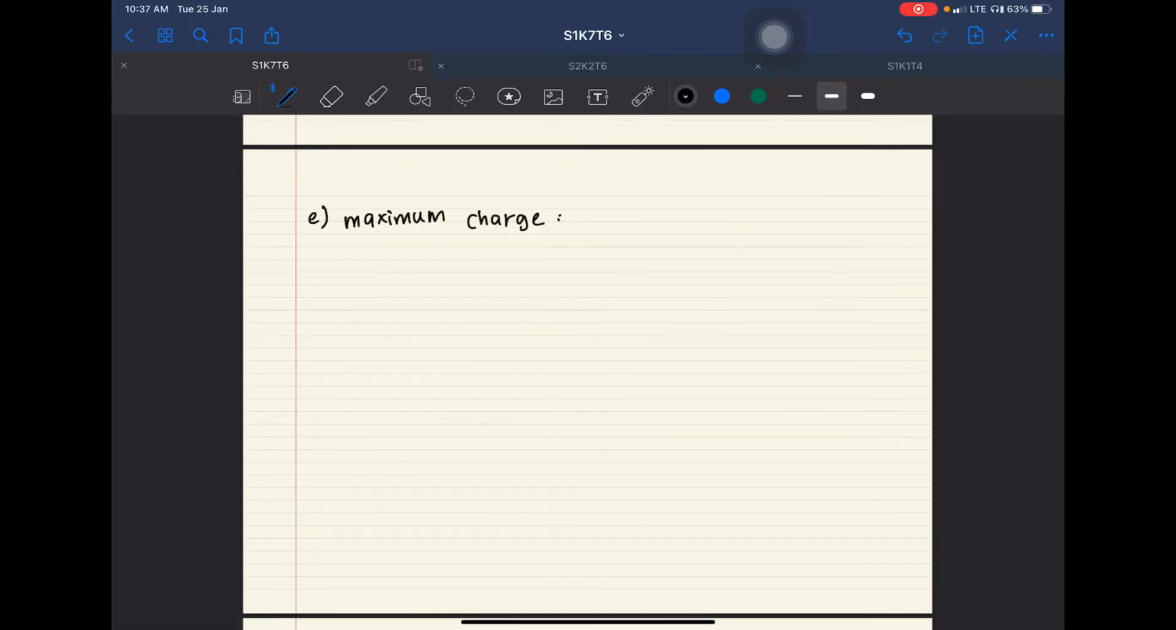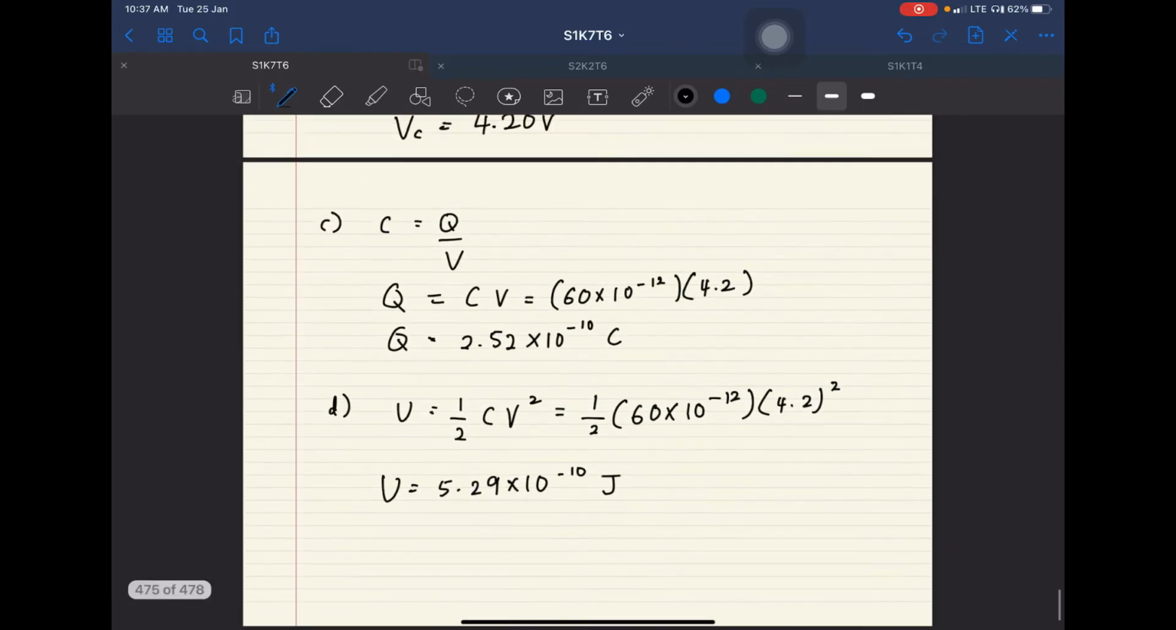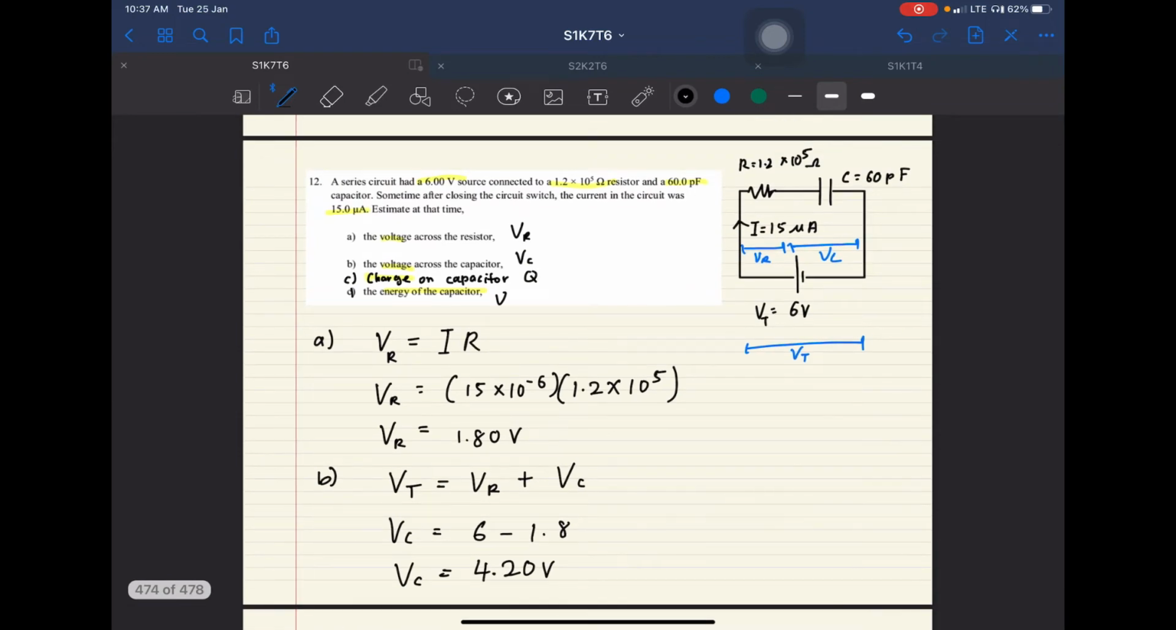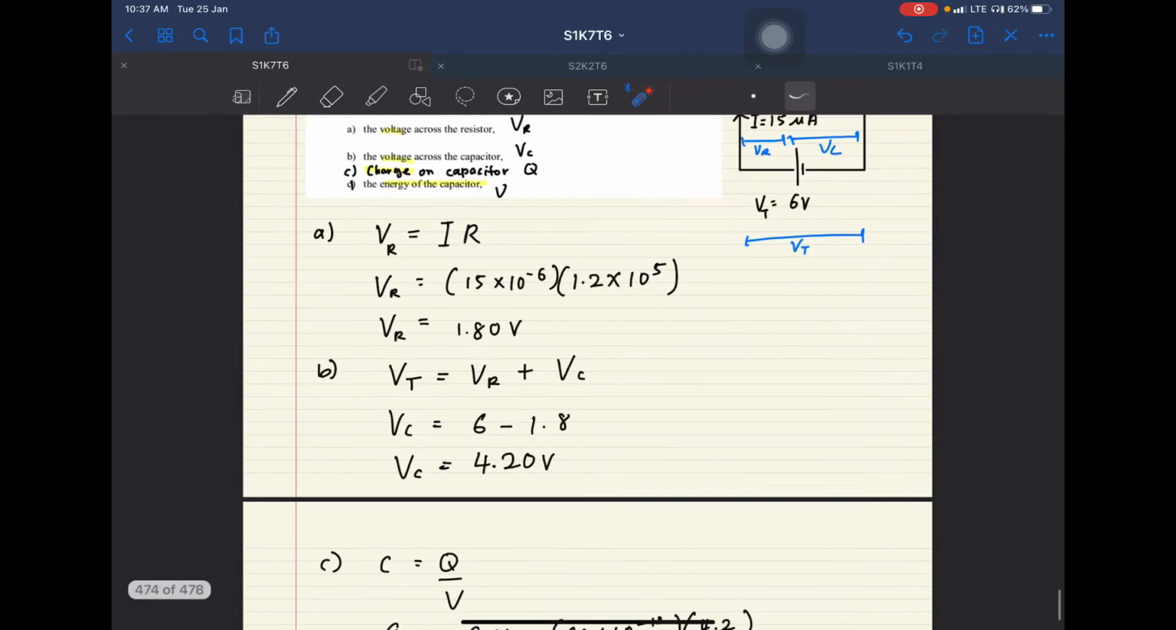Okay, so there's actually one more question. I think I missed out the question. The last question, I think I mixed up between question 11 and 12, but it doesn't matter. E, they ask you to find the maximum charge. The maximum charge on the capacitor is basically when it is fully charged. So if you go back to the diagram over here, at the end of the day, if this one is fully charged, then the potential across it would be equal to the terminal voltage.